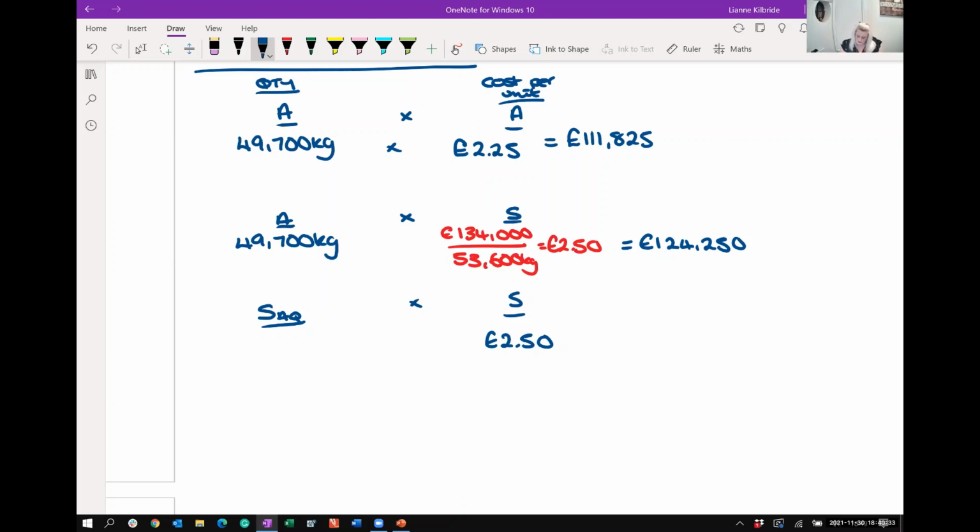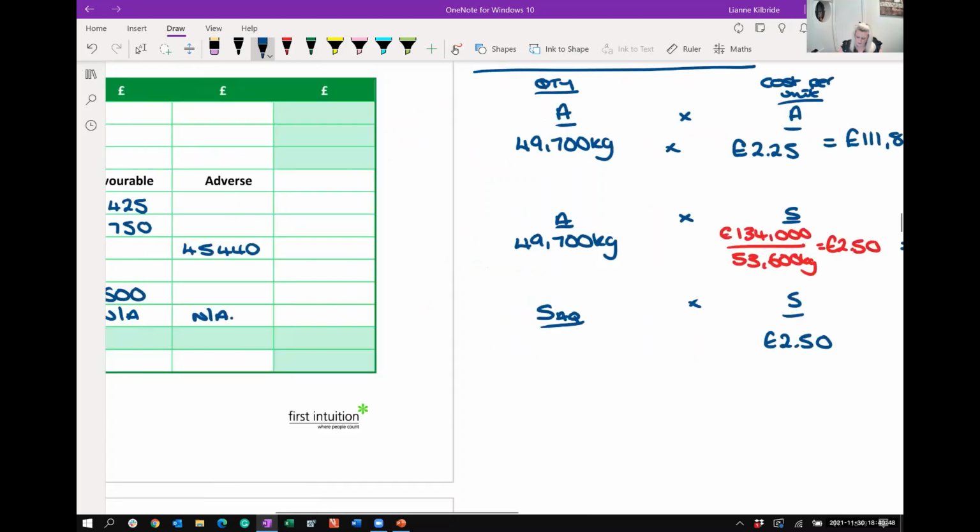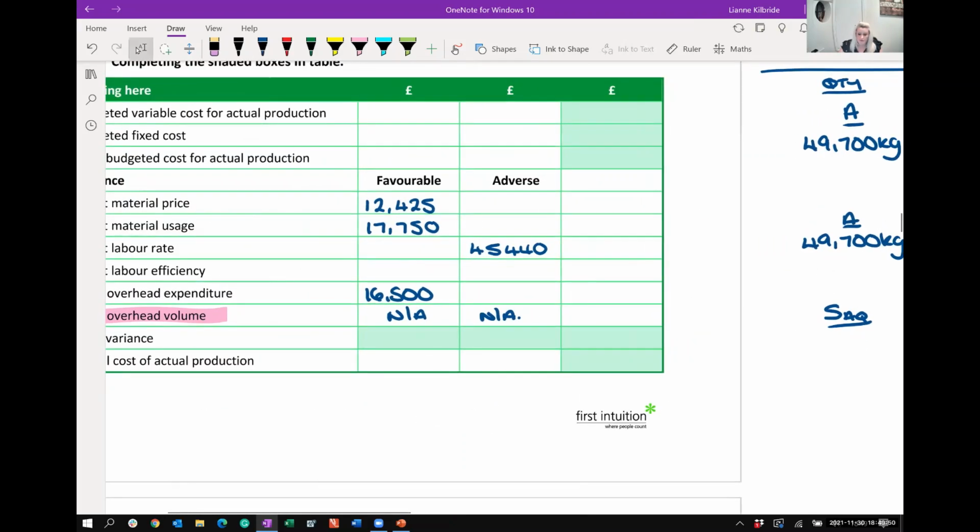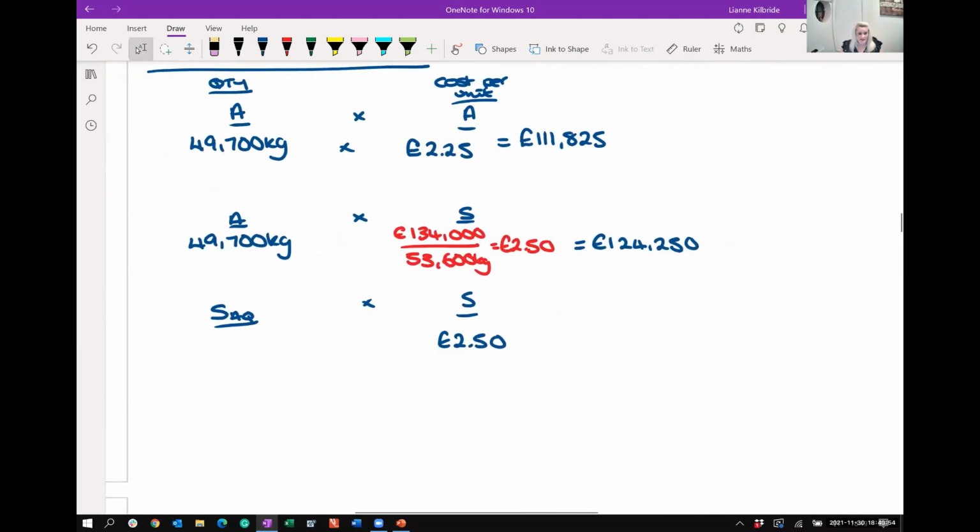Okay, the next line, we need to work out what SAC is. Yes, there's a question coming there saying, is it not labour that we're trying to work out? It is, but I'm showing you how we've got to the favourables for the material as well, just so you understand how to use this method of working out variances.